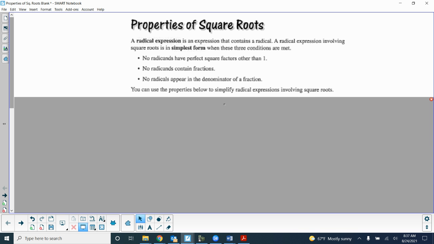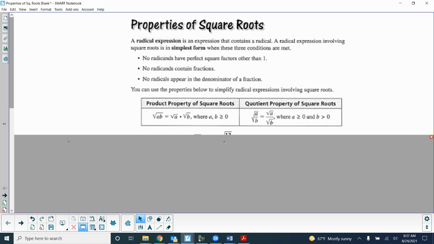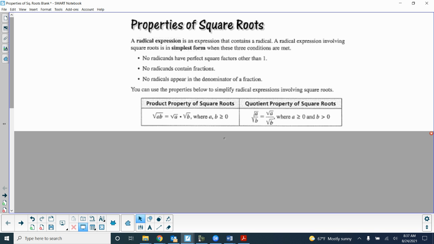It says you can use the properties below to simplify radical expressions involving square roots. All right, so you got the product property and the quotient property. Product means multiplication, quotient means division. And our numbers are positive, it says, where A and B are greater than or equal to 0.